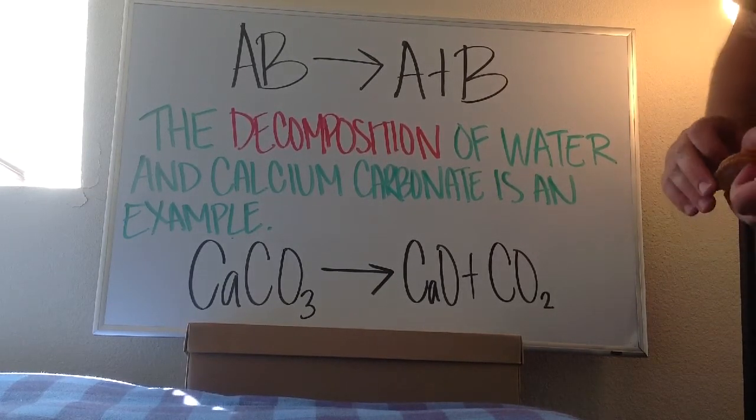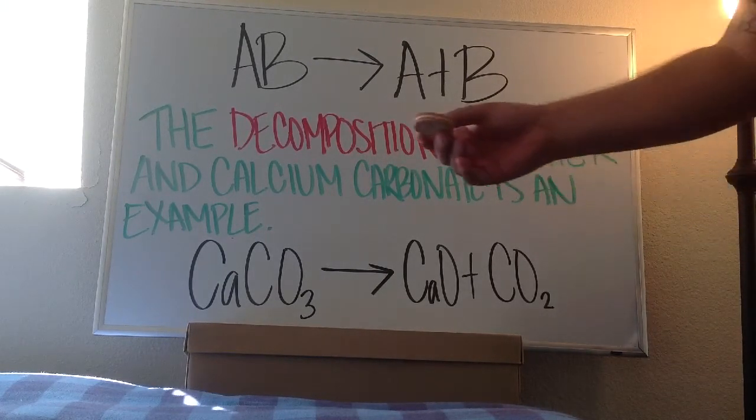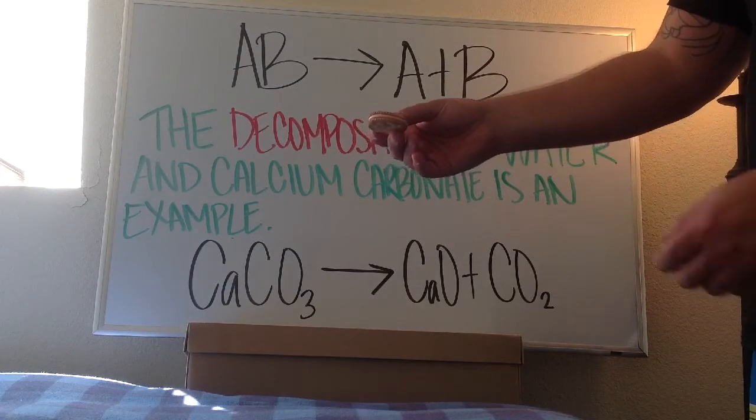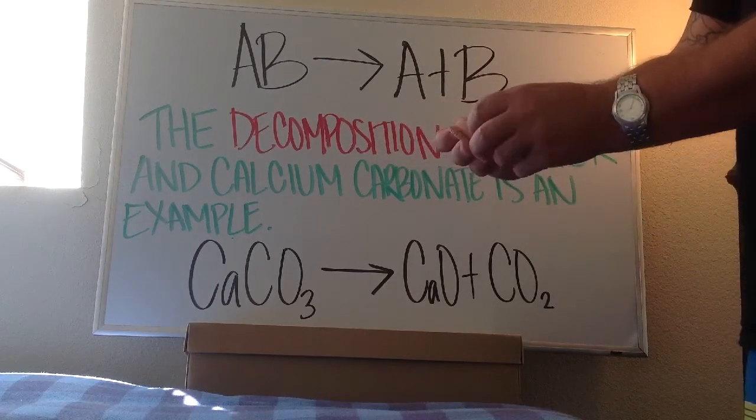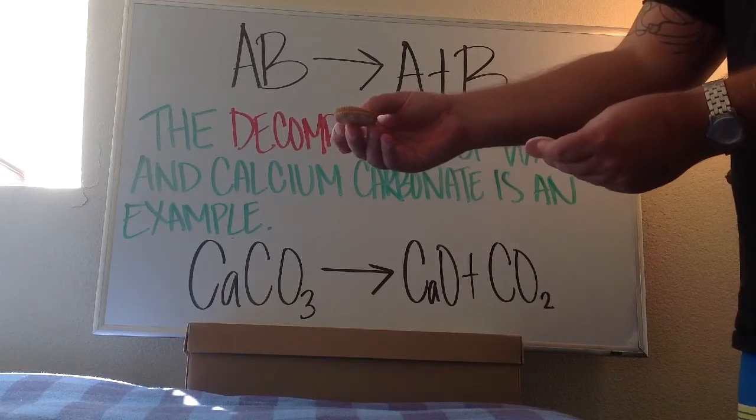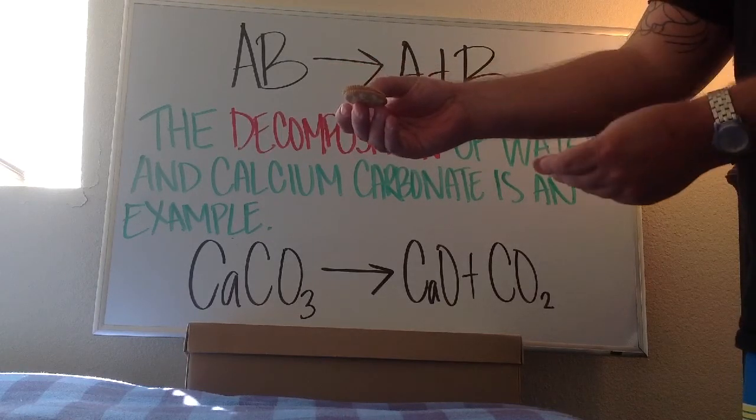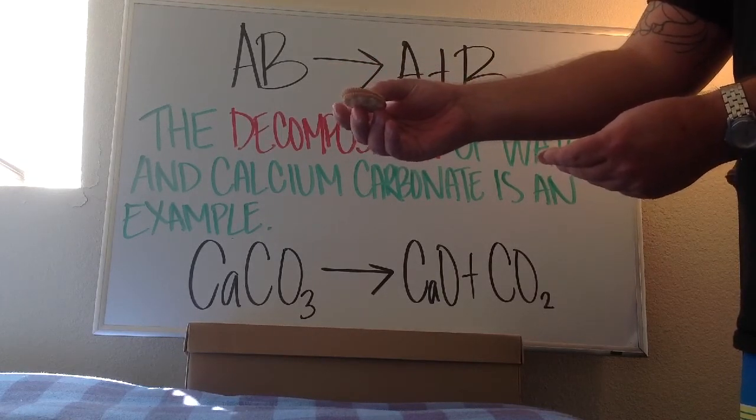In a simpler example, a sandwich, which is the product, breaks down into A, which is the bread, and B, which is the meat.